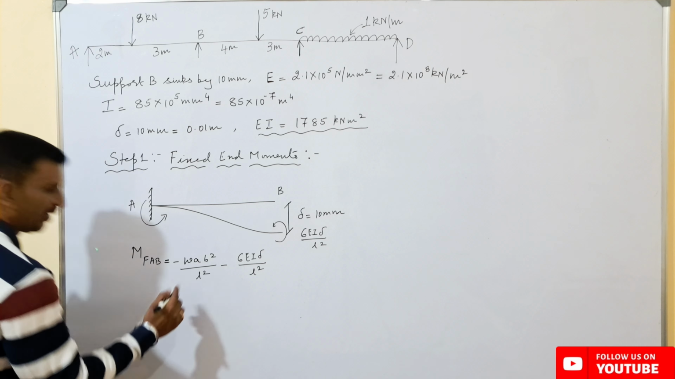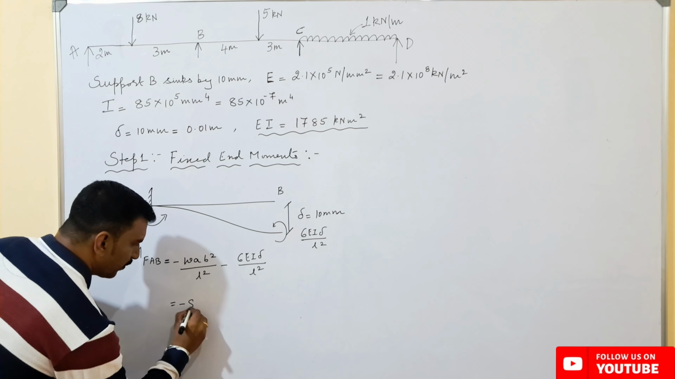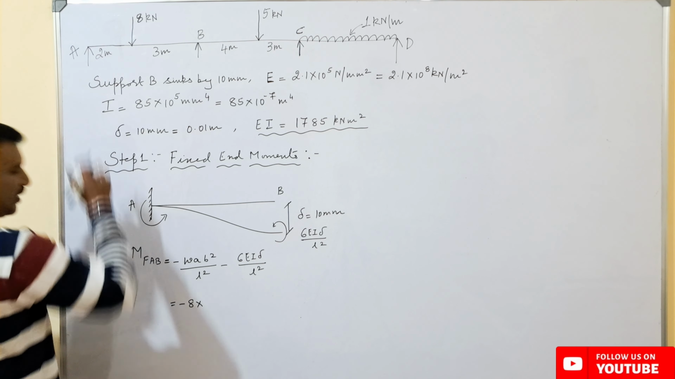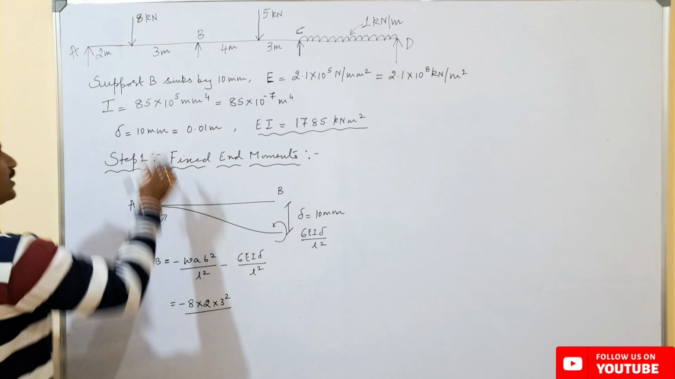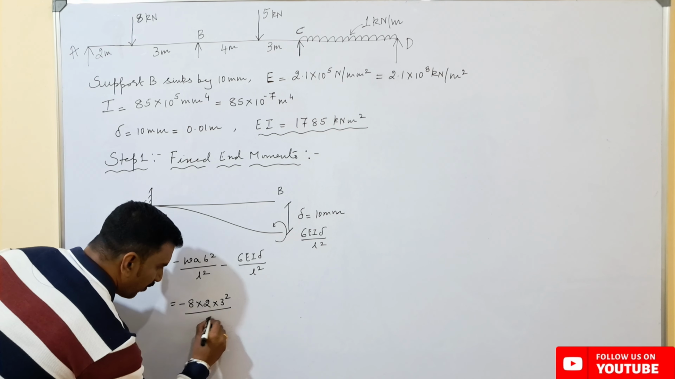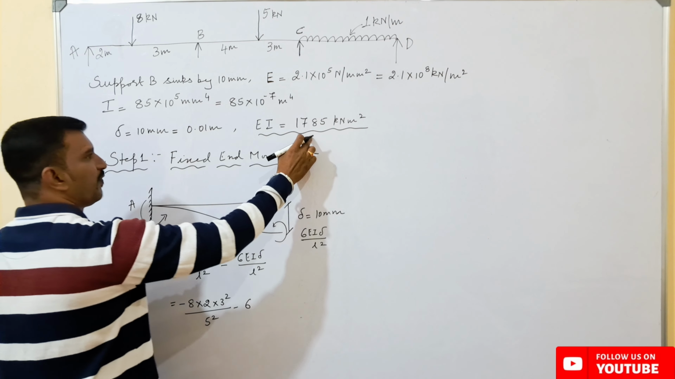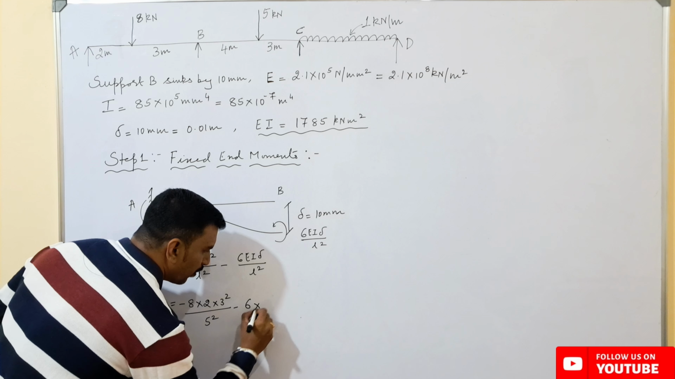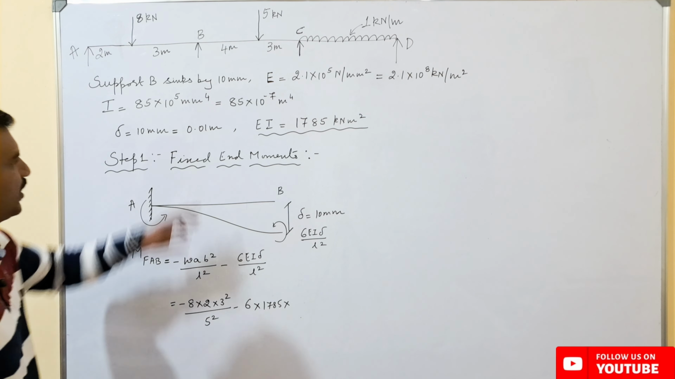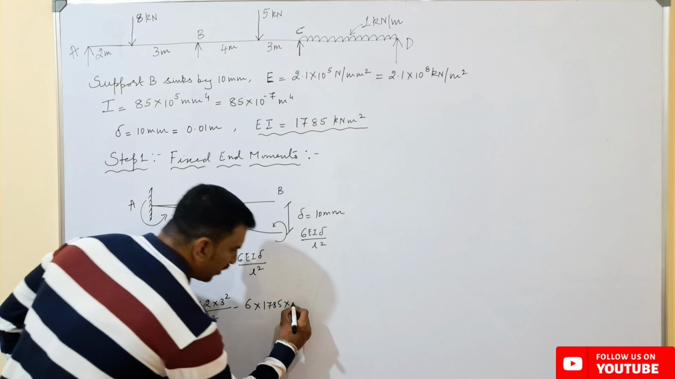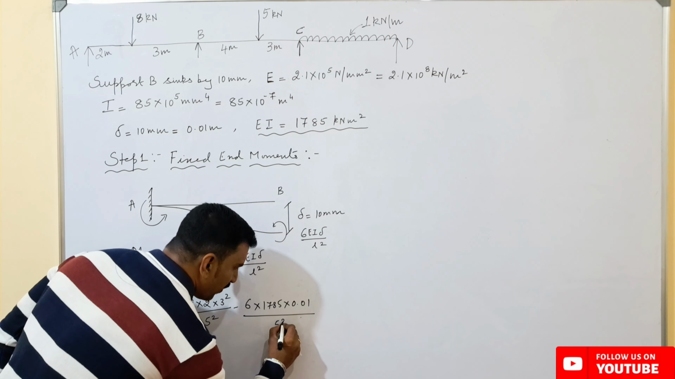So now putting the values over here, minus the value of W here is 8 kilonewton, A, that is this distance, which is 2 meters, into 3 square upon that L square. The span here is 5 square, minus 6, the value of EI we have got here, which is 1785. So multiplied by 1785 into delta, the value of delta we have considered here in terms of meter, which is 0.01 upon L square. The total span here is again 5 square.